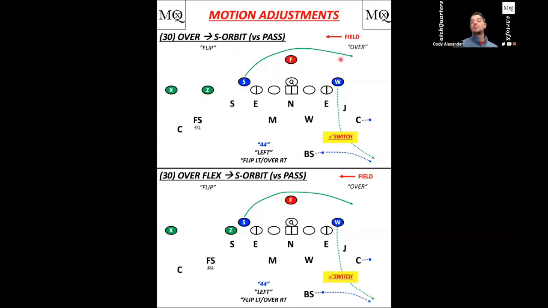If we get motion back to the over side, which would be the single slot side, away from the unbalanced, we're giving a switch call because that's what it's created. It's created a high-low. We're going to get a push route, and then we're going to get the slot. So the boundary safety needs to snap his eyes to the slot, and the slot's going to tell him where it is.